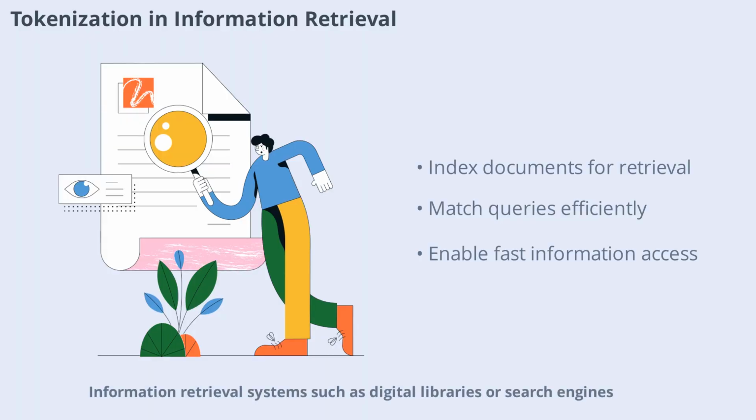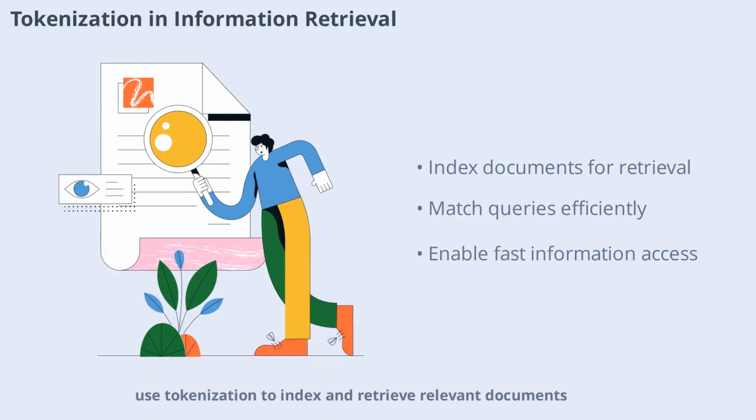Information retrieval systems such as digital libraries or search engines use tokenization to index and retrieve relevant documents.